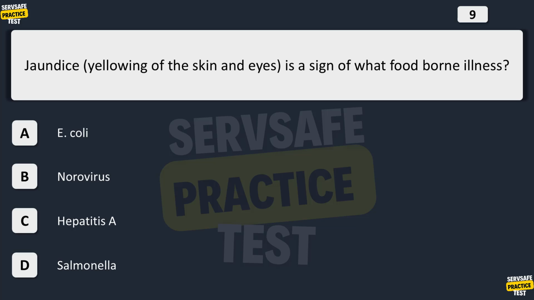Jaundice, yellowing of the skin and eyes, is a sign of what foodborne illness? A. E. coli. B. Norovirus. C. Hepatitis A. D. Salmonella.